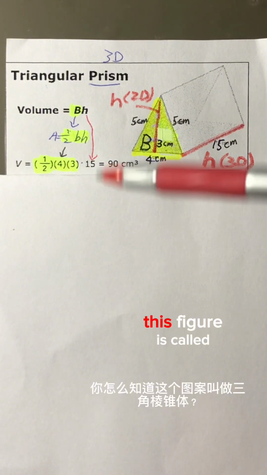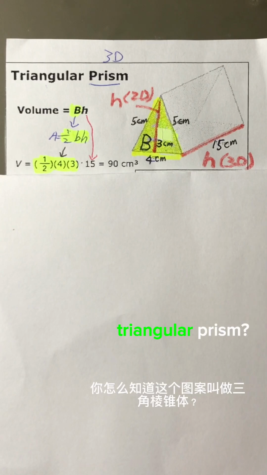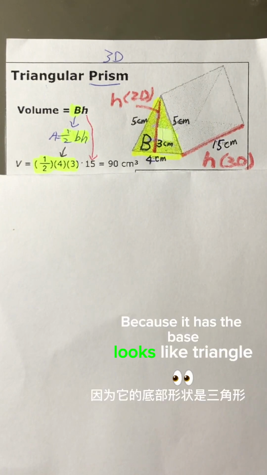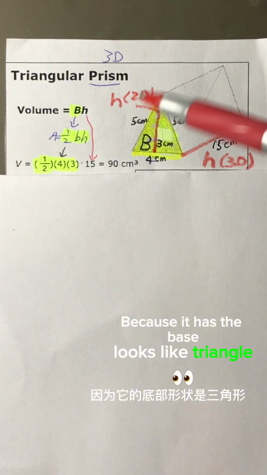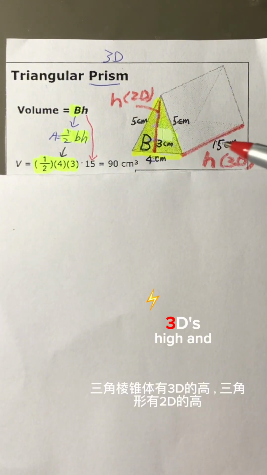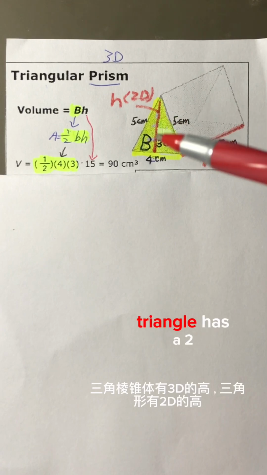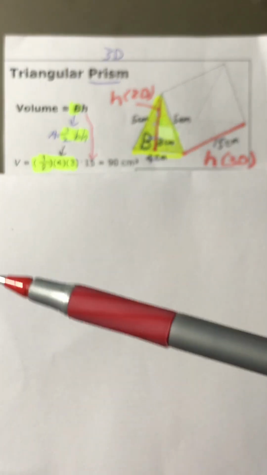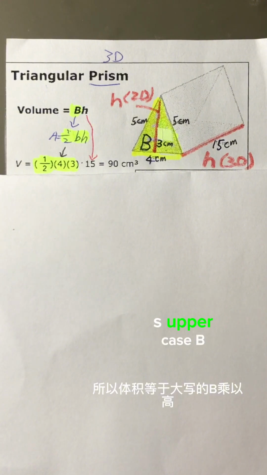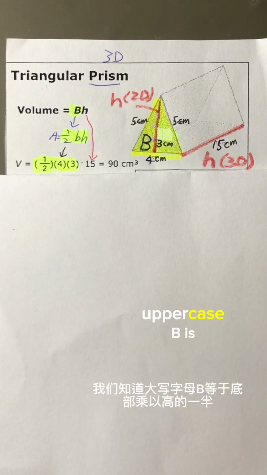How do you know this figure is called a triangular prism? Because it has a base that looks like a triangle. And we have the 3D height, and the triangle has a 2D height. So the volume equals uppercase B multiplied by height. And we know the uppercase B, the area, equals 1/2 of the base times height.